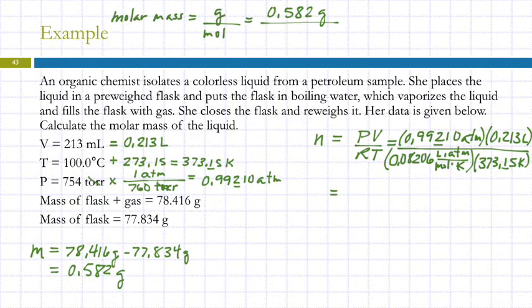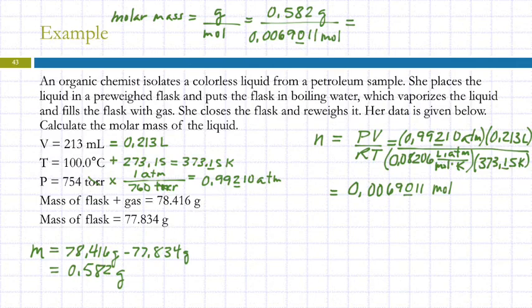0.99210 times 0.213 divided by 0.08206 divided by 373.15 equals 0.00690. There's my 3 sig figs. Write down 2 extra digits. That's the number of moles. That's a small number. That's okay. So that's the amount in moles, and that's what I'm going to write in the denominator where I'm calculating my molar mass: 0.0069011 moles.